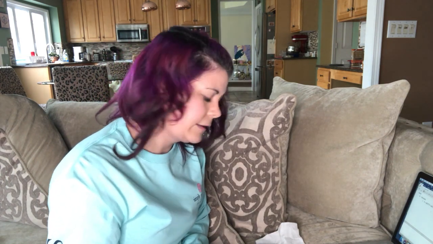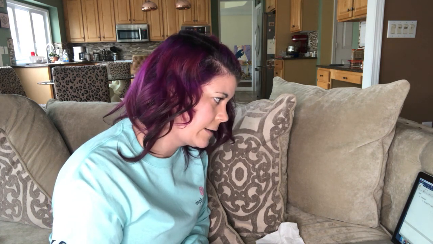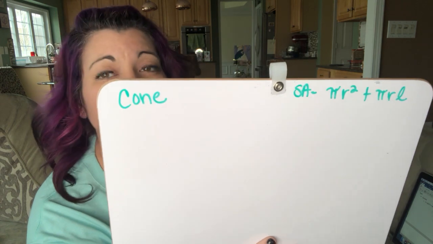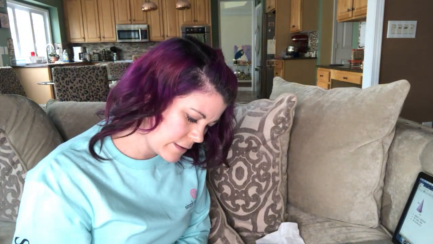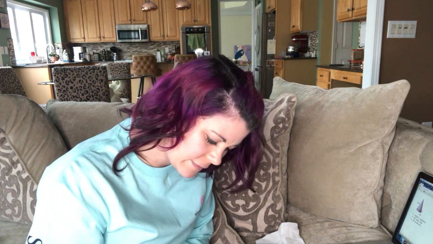Okay, now let's find the surface area of a cone. So again, we'll go over the formula. Surface area of a cone is SA equals pi r squared plus pi rL. Again, we're dealing with pi because a cone has a circle for the base. So let's do an example of that. We're just going to take a cone and plug in everything. I can draw cones.